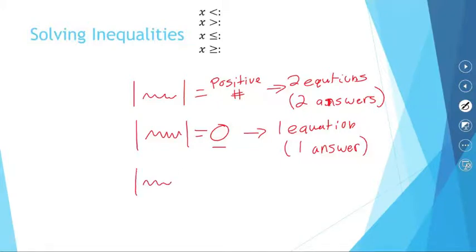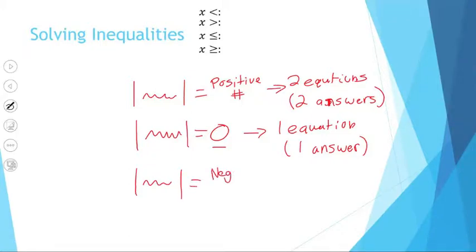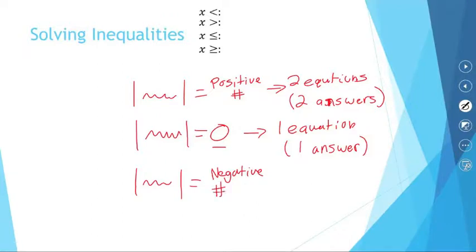In our last circumstance, the absolute value of something equals a negative number. You have to remember that this is not possible. So it doesn't give us any solutions. It's no solutions.